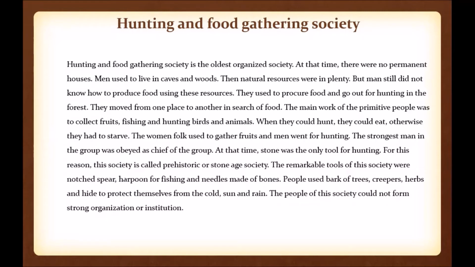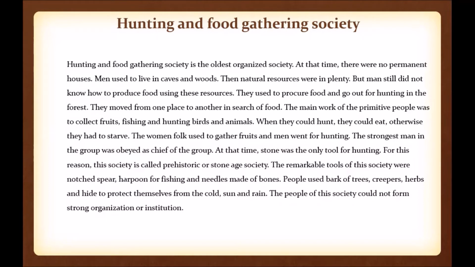The women folk used to gather fruits and men went for hunting. So there were 2 responsibilities of 2 persons. Like if it was man, then he had to go for hunting, and if it was woman, then she had to gather fruits. Okay? The strongest man in the group was obeyed as chief of the group.